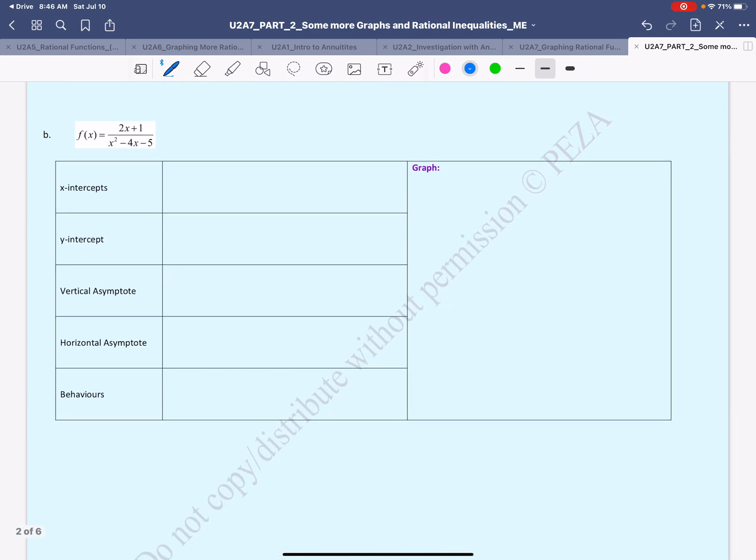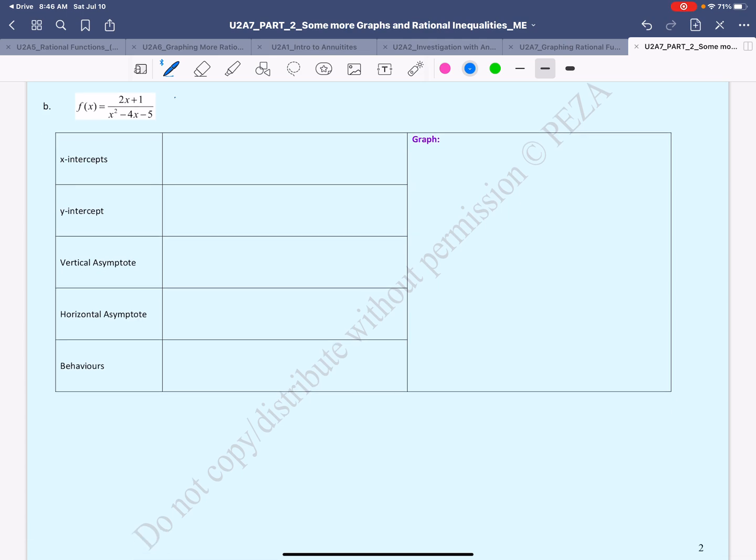Moving on to another familiar example, we have f of x equals 2x plus 1 over x squared minus 4x minus 5. We have a linear over quadratic. So we'll start with the x-intercepts by making y equal to 0, which means that the numerator must be 0. That tells us that the x-intercept is at negative half. For the y-intercept, make x equal to 0, which means that the y value will be the ratio of the constant terms. So that would be the y-intercept, negative 1 over 5 in our case.